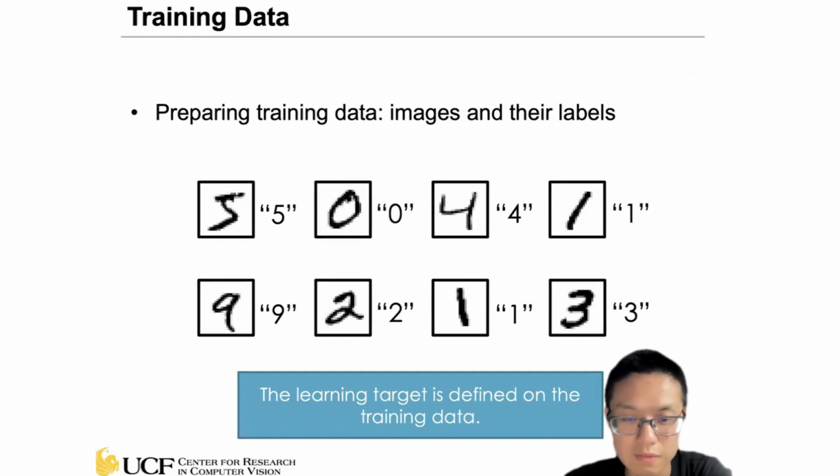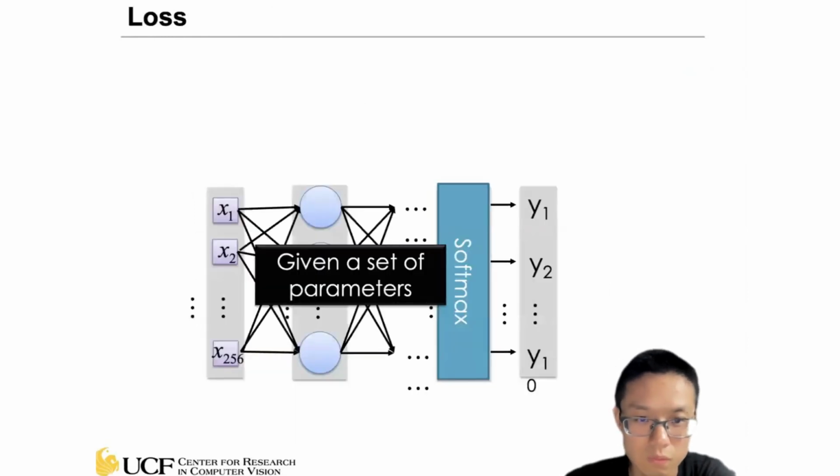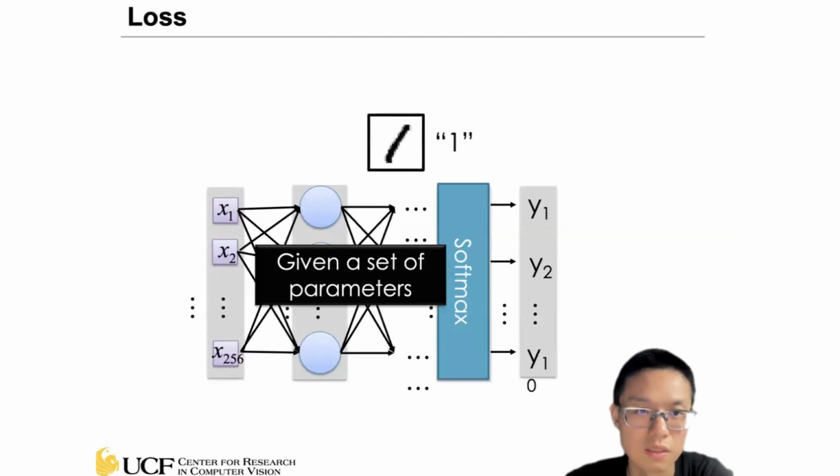And then we'll have the learning target defined on the training data. So given a set of parameters, let's use the feed-forward neural network as our mapping function.